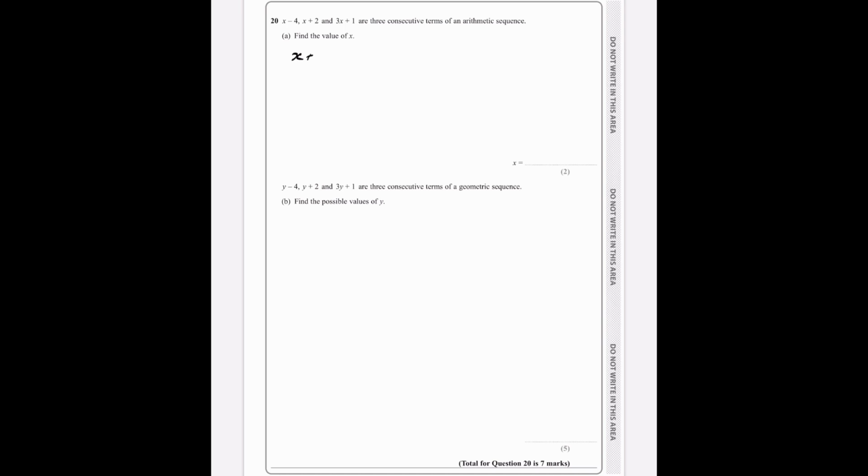For an arithmetic sequence, the common difference is always the same. The difference between the first and the second term and the difference between the second and the third term is the same. So if we subtract the first term from the second term and subtract the second term from the third term, they'll be the same. It allows us to construct an equation, solve the equation, and we'll get x to be 7/2.